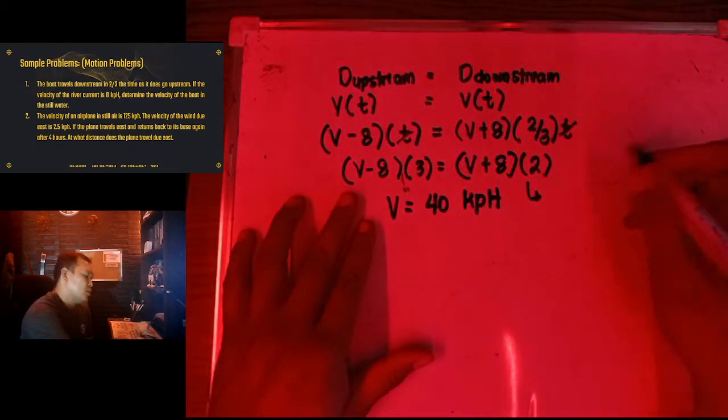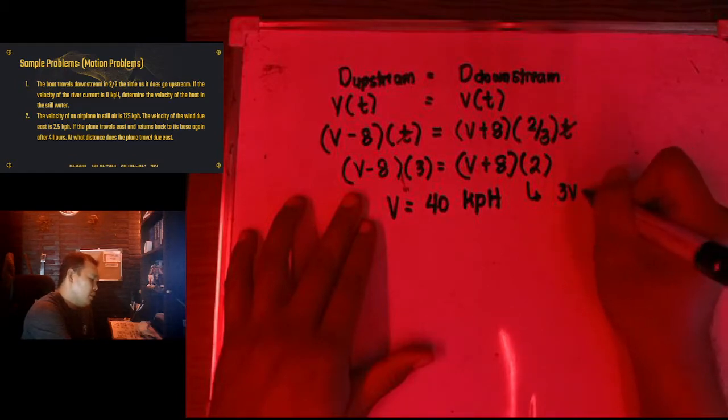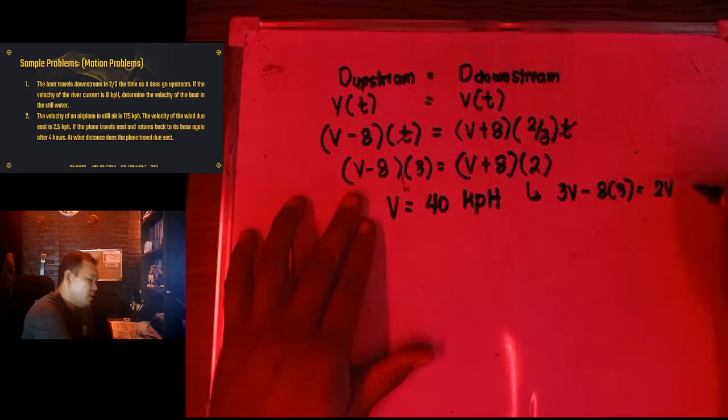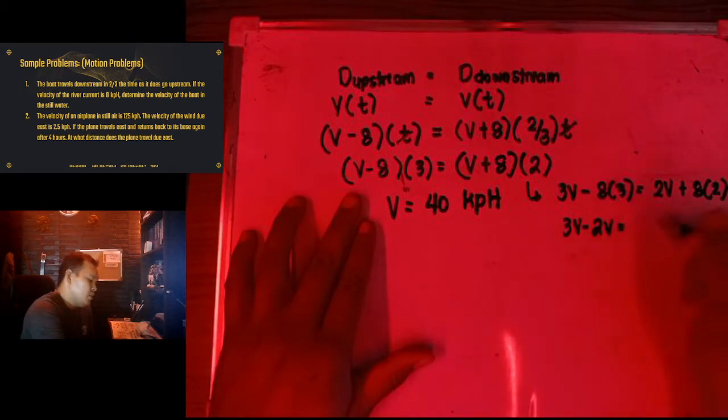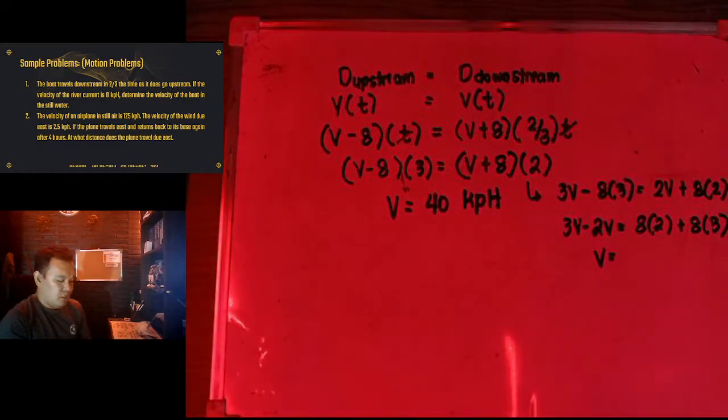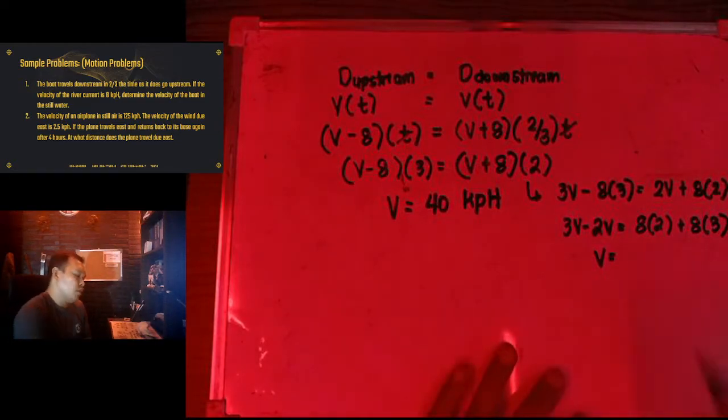transpose lang din naman yan. So, we have here 3v minus 8 times 3 is equivalent kay 2v plus 8 times 2. Then, transpose mo, 3v minus 2v is equivalent kay 8 times 2 plus 8 times 3. V is equivalent kay 8 times 2 plus 8 times 3. So, therefore, 40 kph.